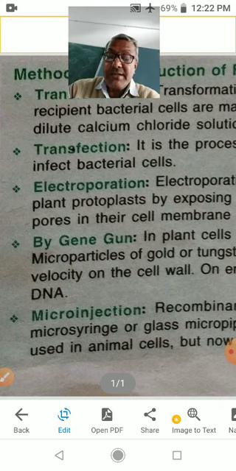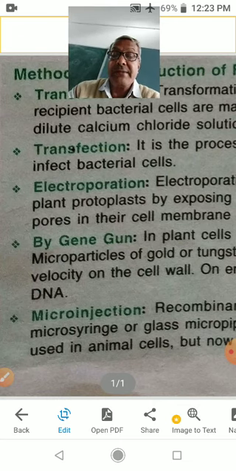It means recombinant DNA is coated on the microparticles of gold and tungsten, and these particles with high velocity strike the cell wall of the cell, and these particles will enter into the cell. The recombinant DNA gets incorporated with host DNA.